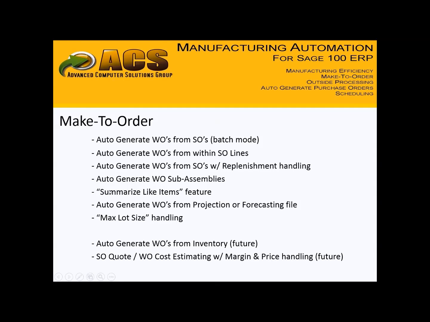We've got a summarize like items feature where we can actually read over a range of sales order lines and summarize the same finished good products and just make one work order for inventory and link them together.